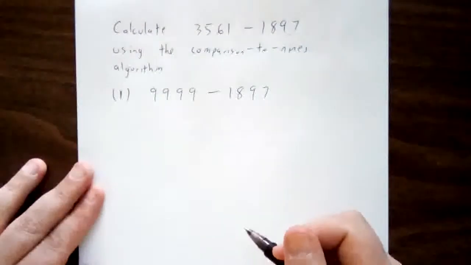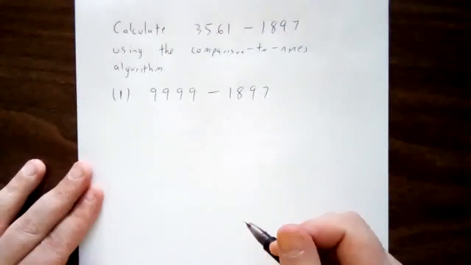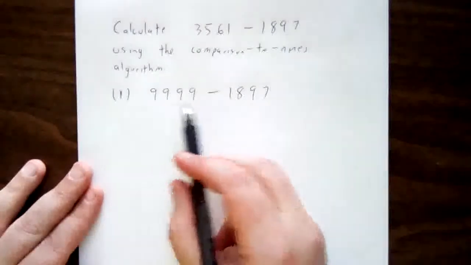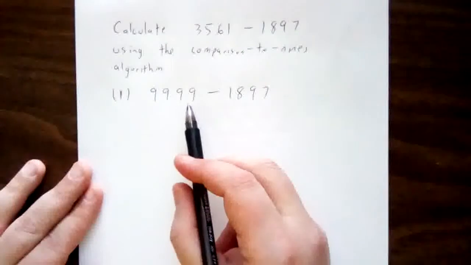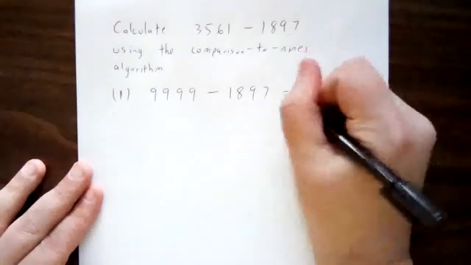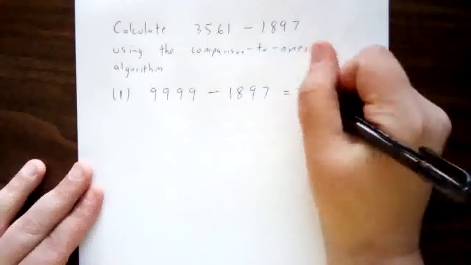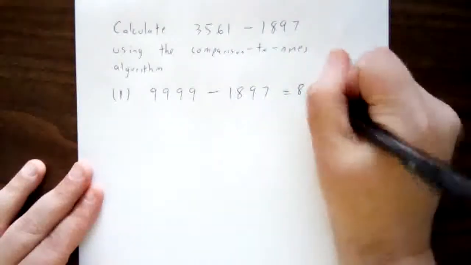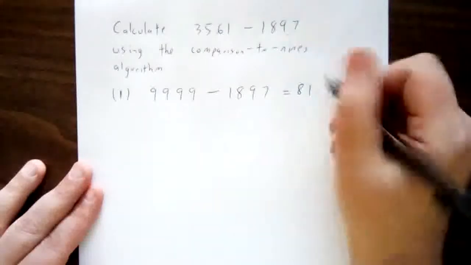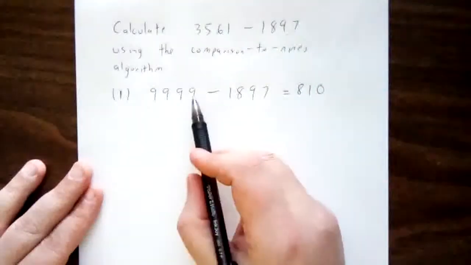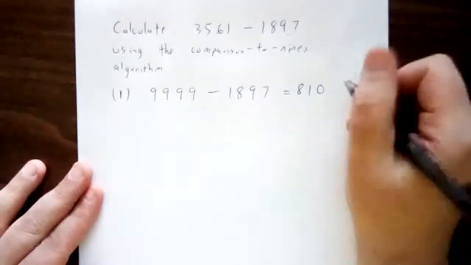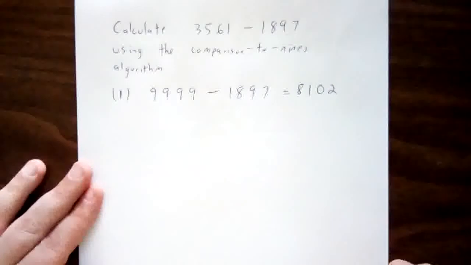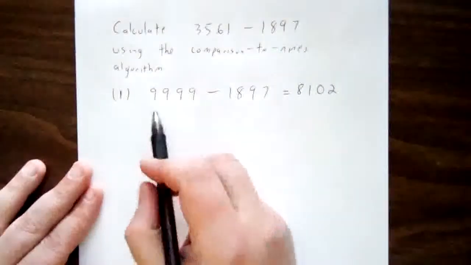The whole point of the comparison to nines algorithm is that it makes it so that you don't have to borrow. We can always subtract from an all nines number without borrowing, and in fact we can even do this mentally. 9,000 minus 1,000 is 8,000, 900 minus 800 is 100, 9 tens minus 9 tens leaves no tens, 9 ones minus 7 ones leaves 2 ones. The first step then is now completed.